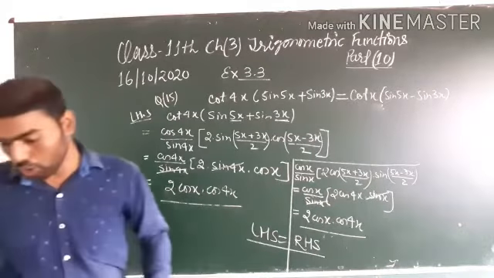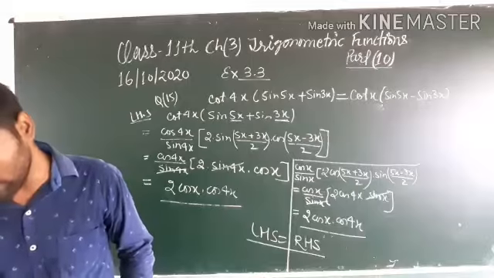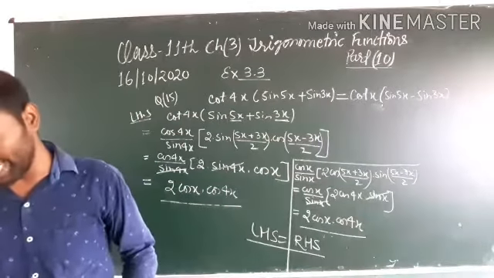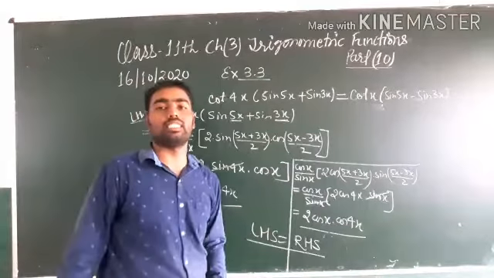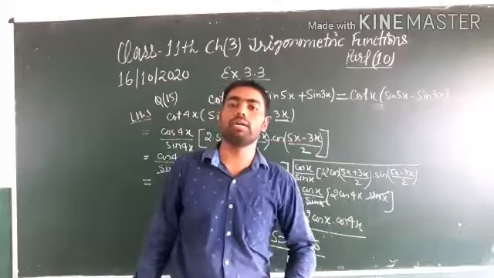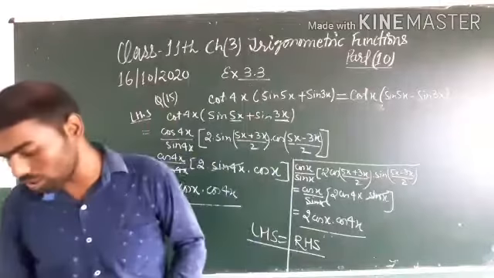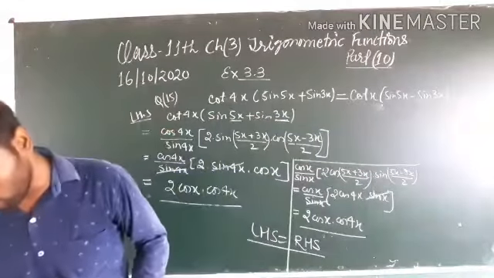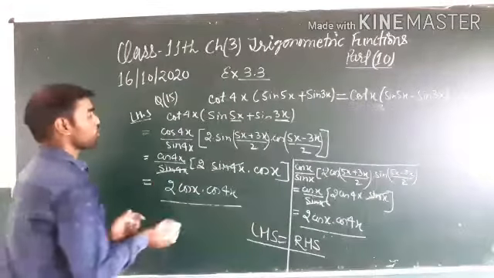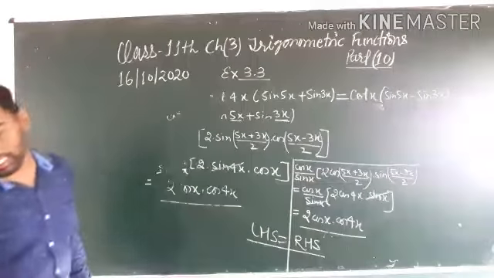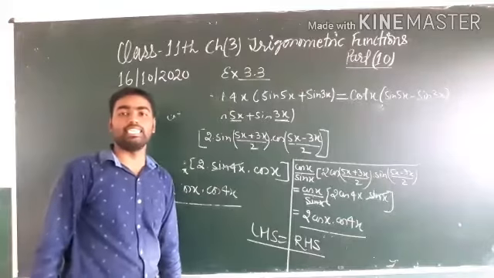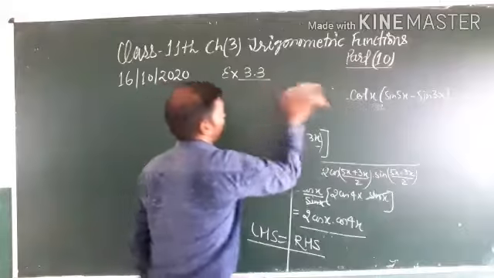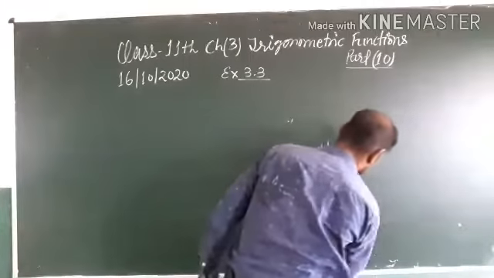Now we proceed to question numbers 16, 17, 18 and 19. You can use only the formulas sin C plus sin D, sin C minus sin D, and also cos C minus cos D and cos C plus cos D. Do questions 16, 17, 18 and 19 yourself using the trigonometric identities. Now we move on to question number 20.